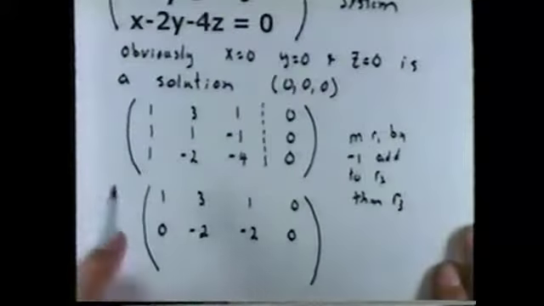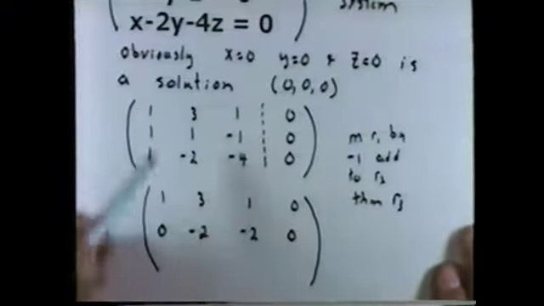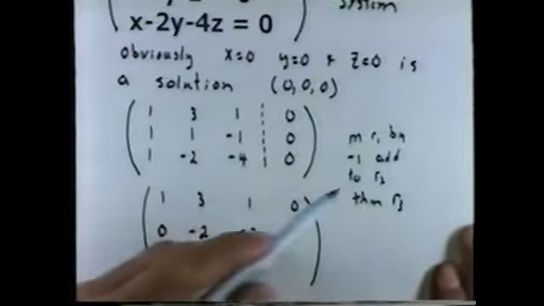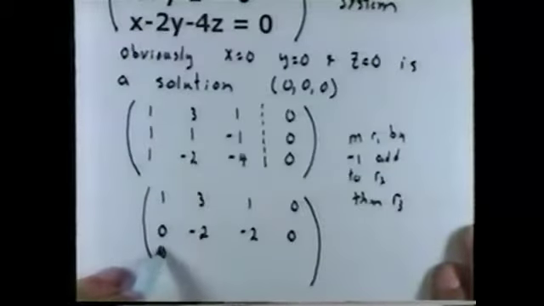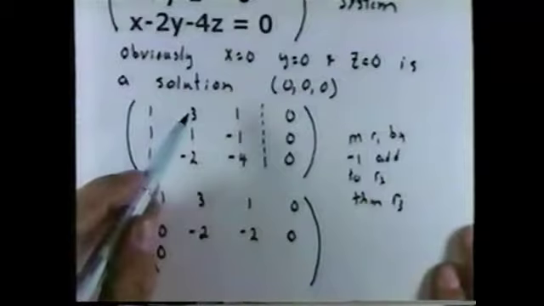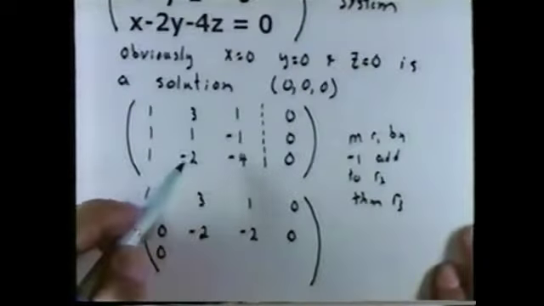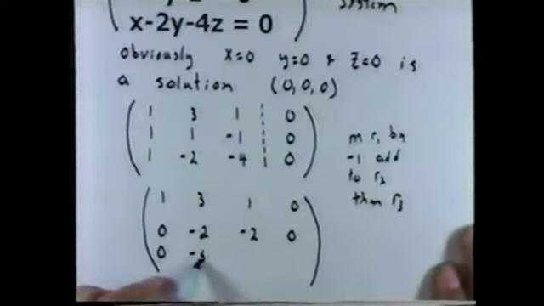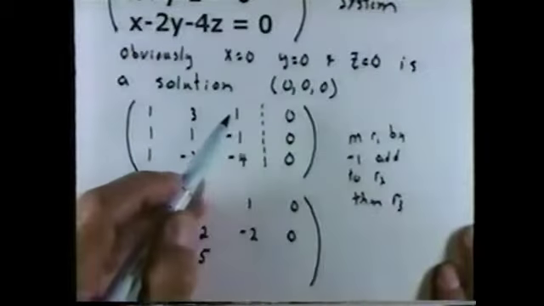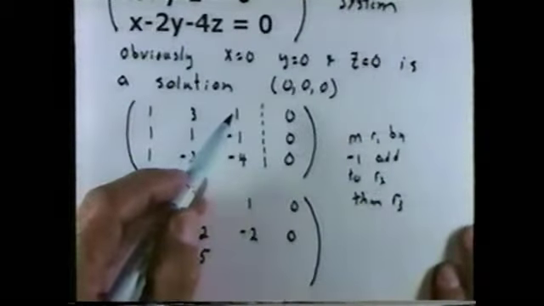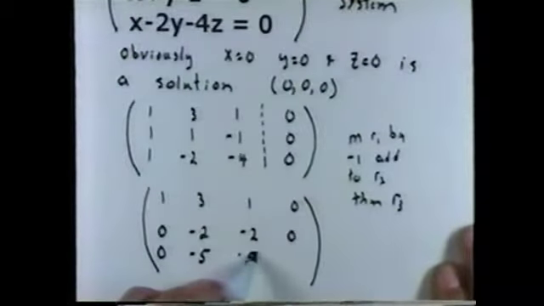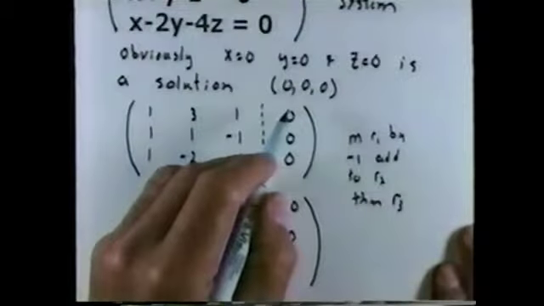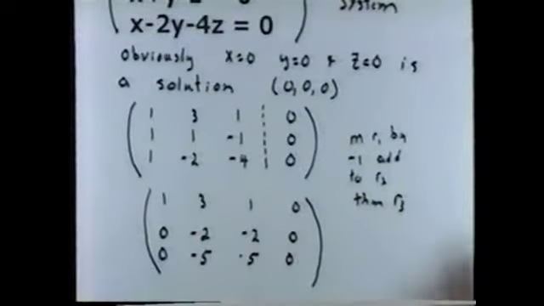Now I'm going to multiply row 1 by negative 1, I'm sorry, and add to row 3. 1 times negative 1 is negative 1. Negative 1 plus 1 is 0. 3 times negative 1 is negative 3. Negative 3 minus 2 is negative 5. 1 times negative 1 is negative 1. Negative 1 minus 4 is negative 5. Negative 1 times 0 is 0. 0 plus 0 is 0.